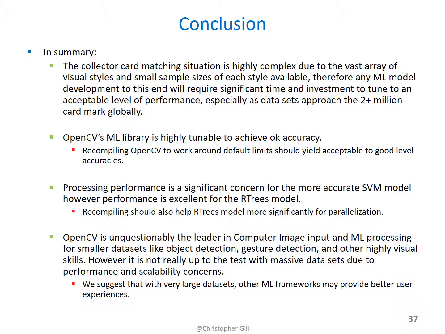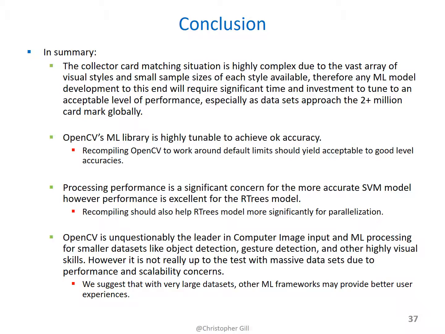In conclusion, the collector card matching situation is extremely complex, both due to the nature of the data itself, in terms of visual style and reprinting, as we discussed, as well as the exceedingly large number of sets involved with relatively few samples per set. With the number of cards available approaching 2 million globally, it makes it an incredibly large data set to organize and orchestrate a machine learning algorithm to understand which set a given card is part of.